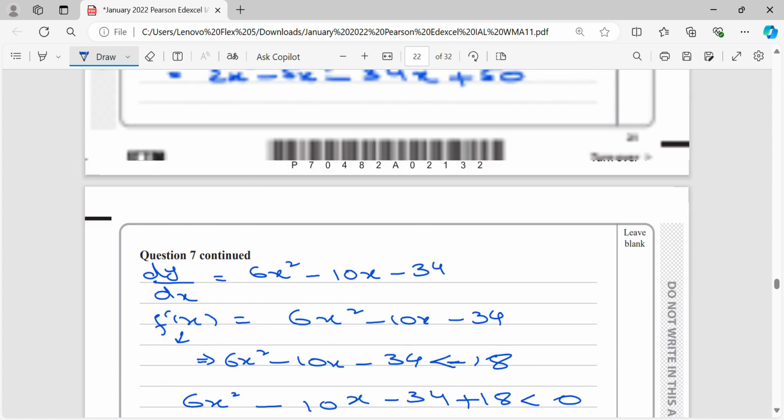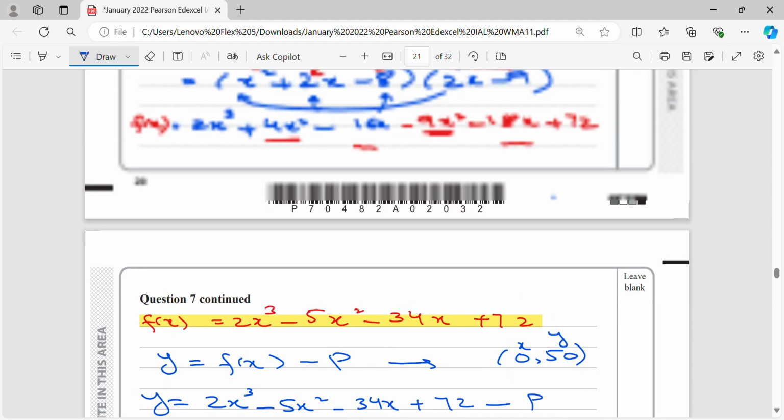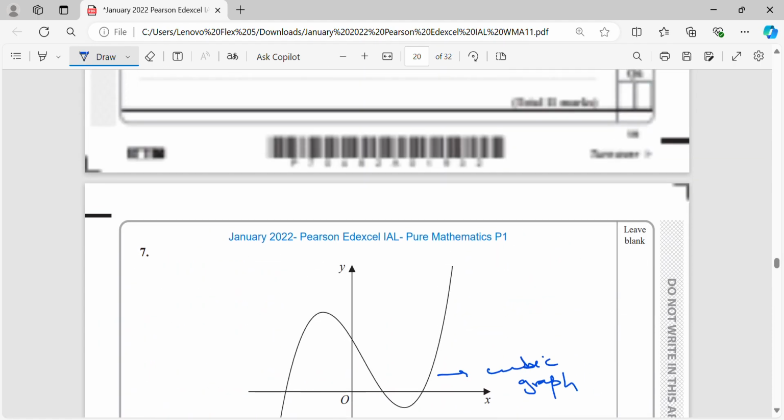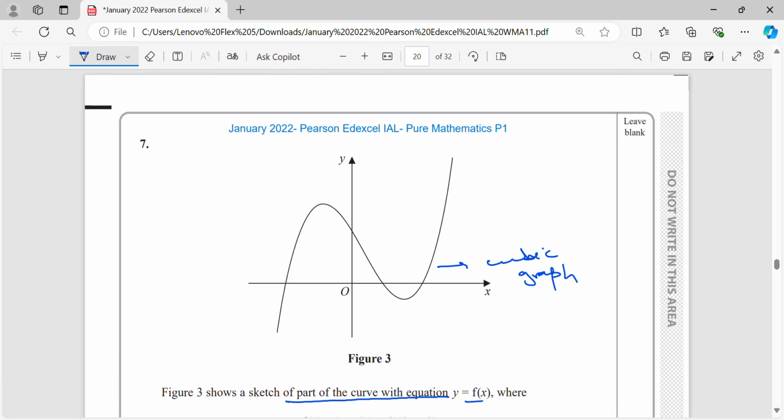Okay, this was question number 7 from paper January 2022, Pearson Edexcel IAL Pure Mathematics P1.